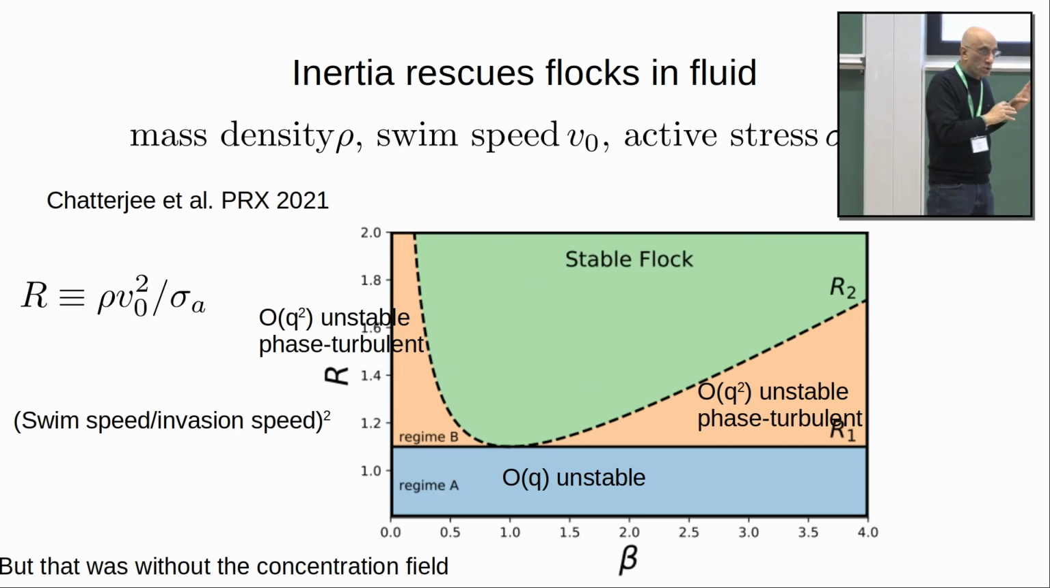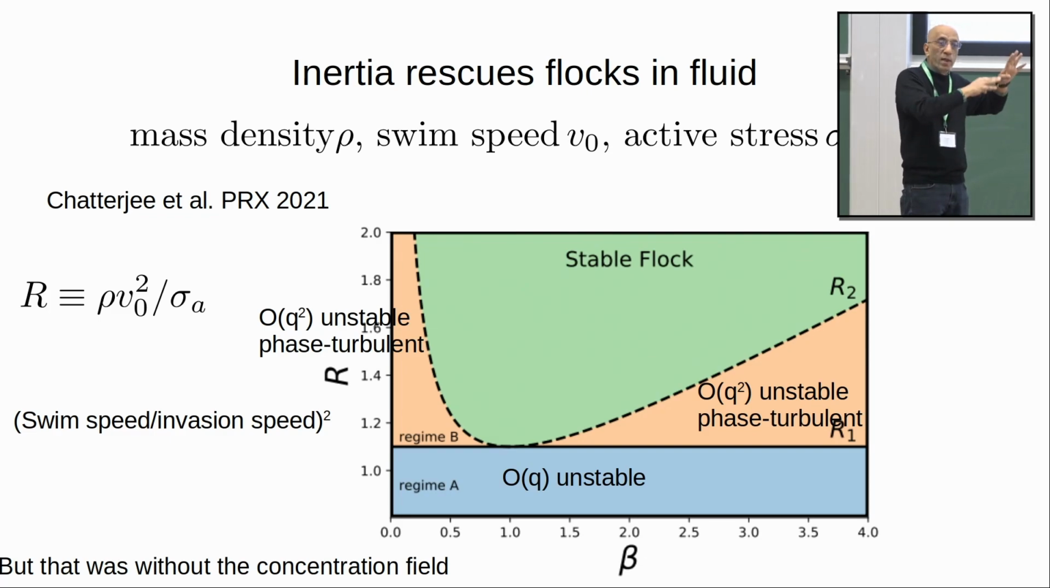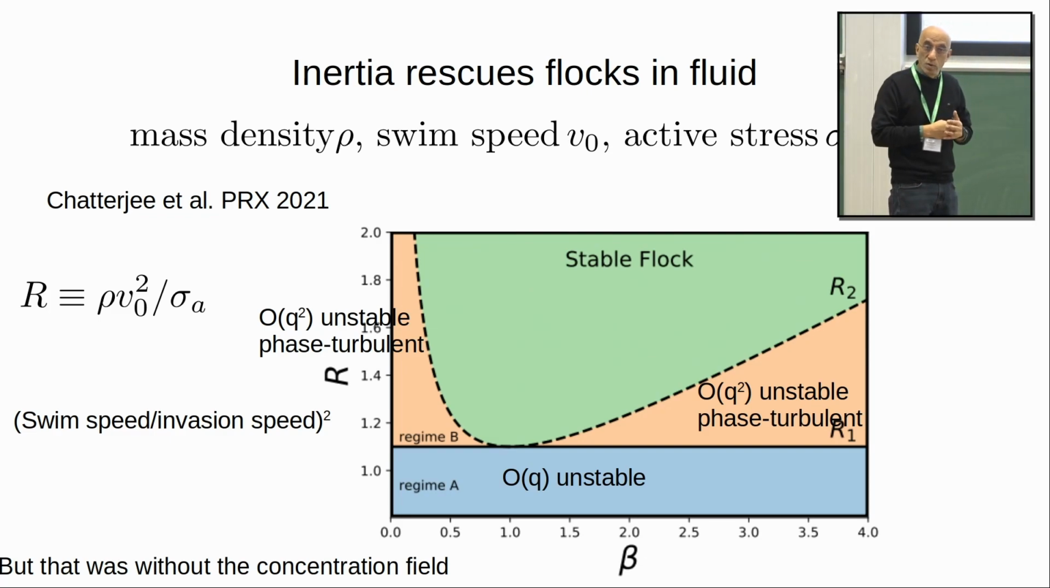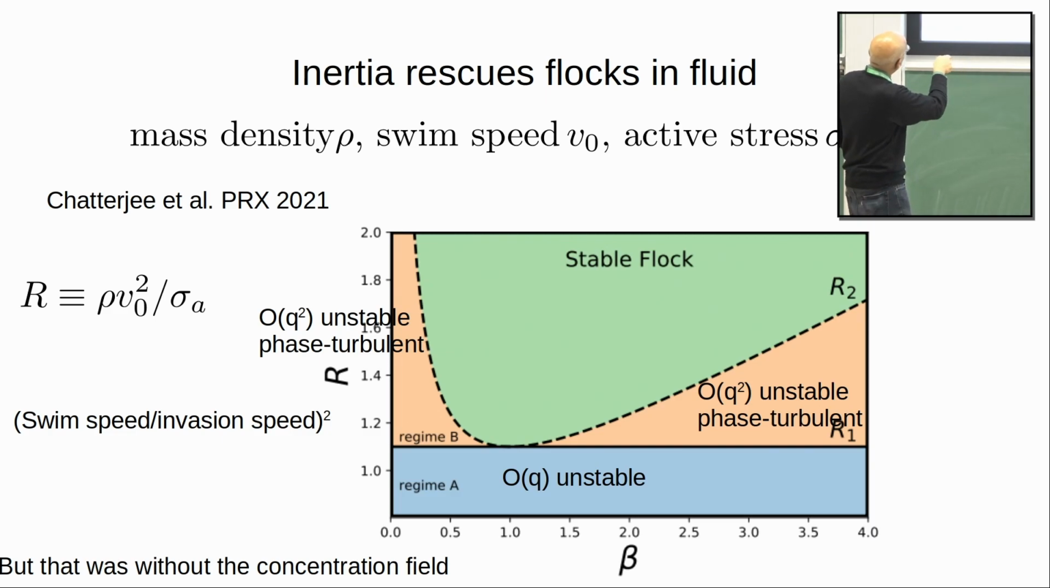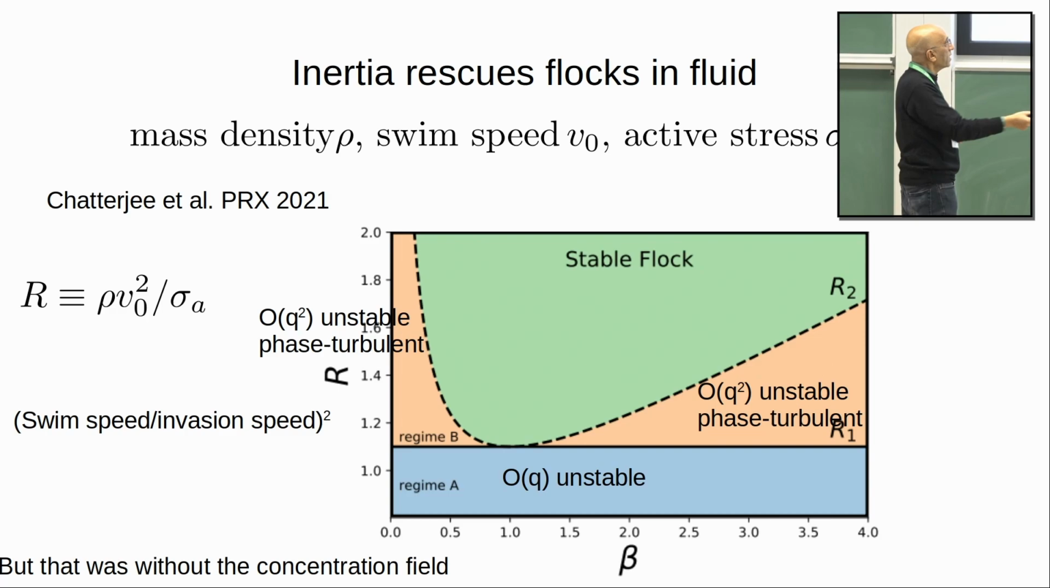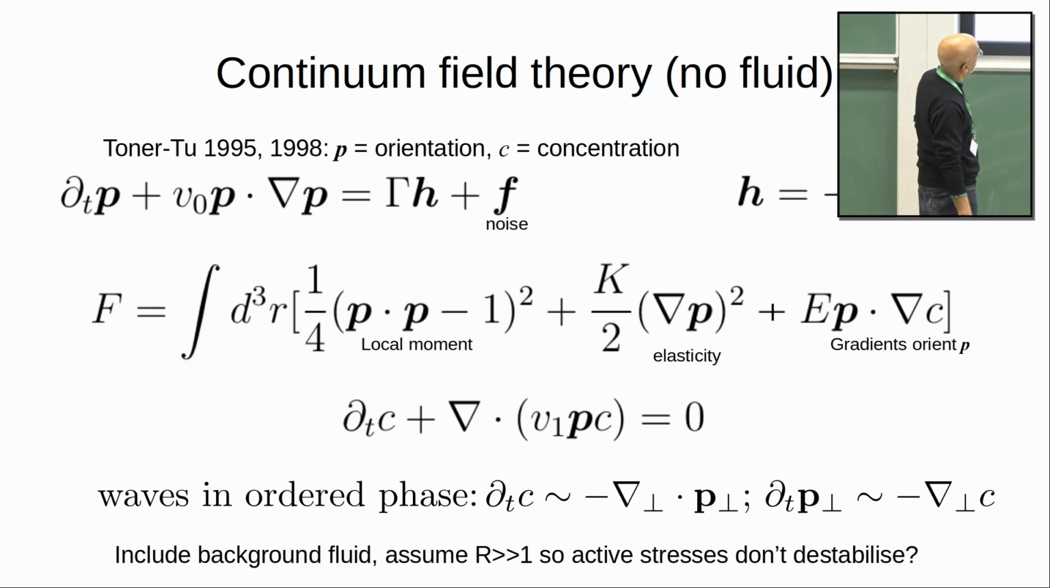So this part of the story is just to tell you that we will not, in the remaining 6 or 7 minutes, worry about the active instability driven by active stresses. We'll assume we're working at large enough values of this important control parameter, that is large enough self-propelling speed, that the original active instability due to Sima and myself is gone. But this analysis was without the concentration field. What happens when you include the concentration field?